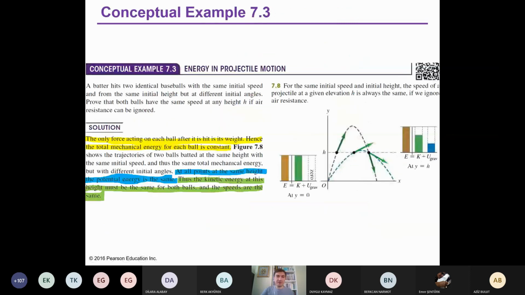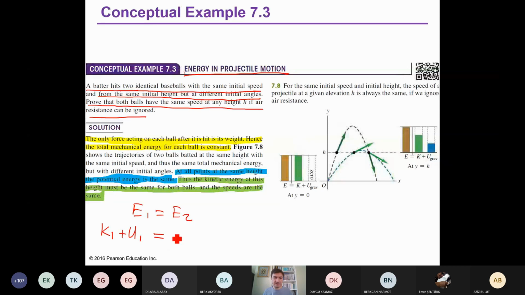So now let me continue with the conceptual example here. Energy in projectile motion. A batter hits two identical baseballs with the same initial speed and from the same initial height, but at different initial angles. Prove that both balls have the same speed at height h if air resistance can be ignored. So total mechanical energy is conserved, okay? Kinetic energy plus potential energy at the first condition is equal to kinetic energy plus potential energy at the final condition. This is valid for both balls, okay?